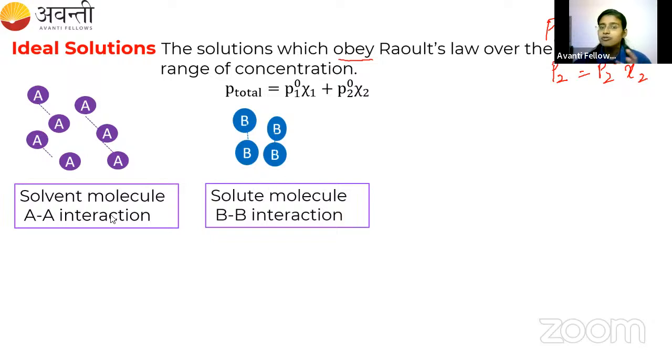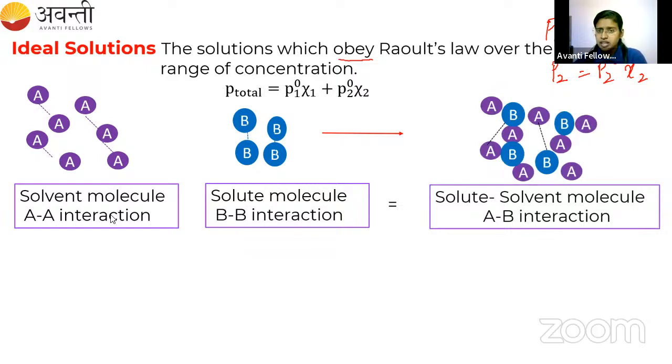Now, if I mix this solvent and solute, if I mix A and B, I will get a solute-solvent mixture, right? In which I have A-B interaction. Can you all accept this? So in one container, initially I have only A, so only AA interaction will be present. In the second container, I will have only the B molecule, so only BB interaction. Now if I mix A and B together, I will have AB interaction.